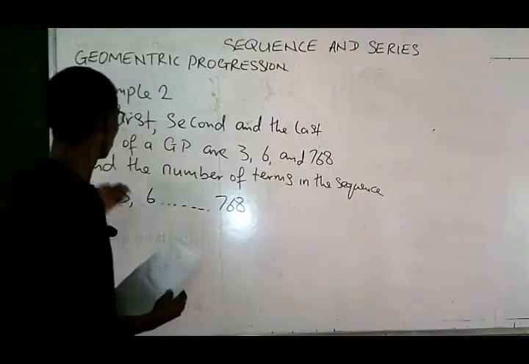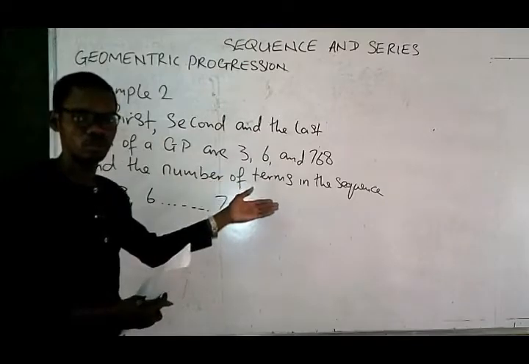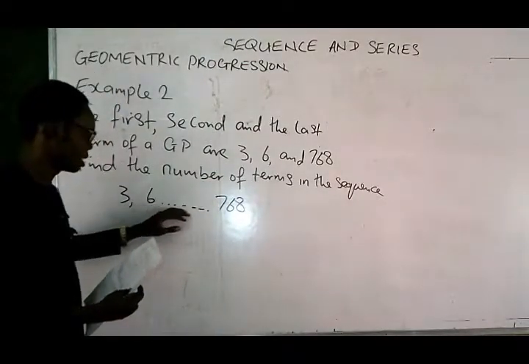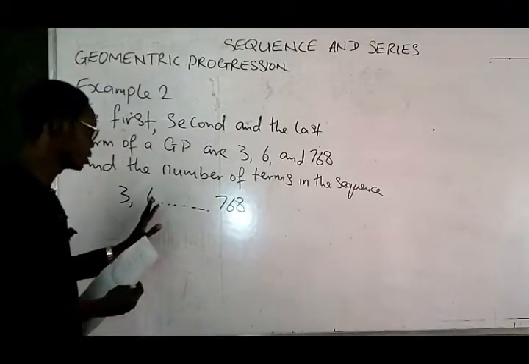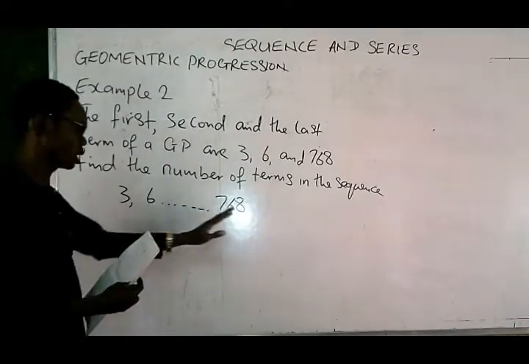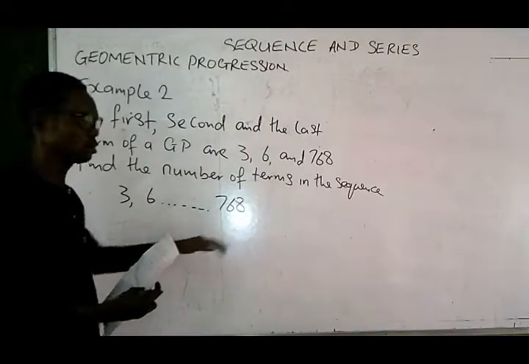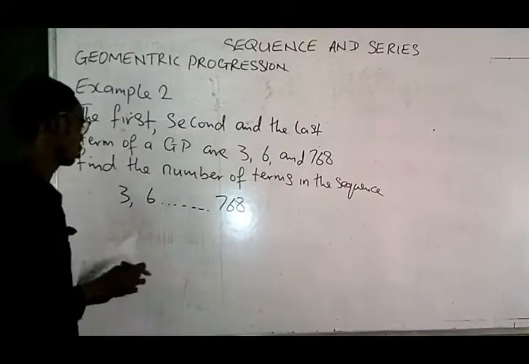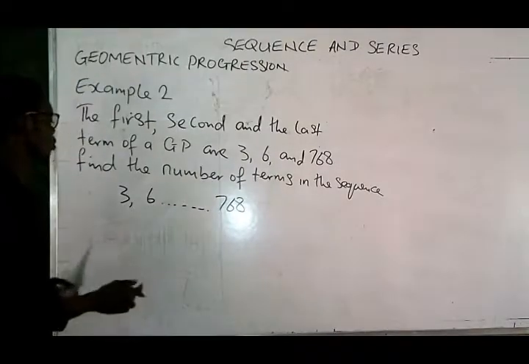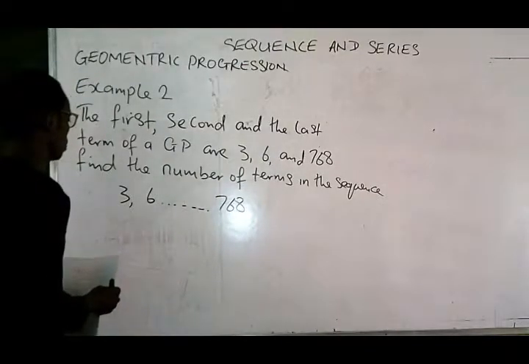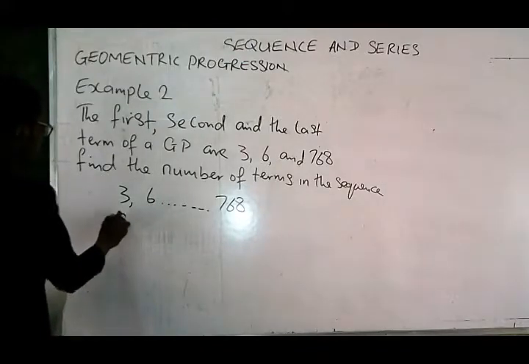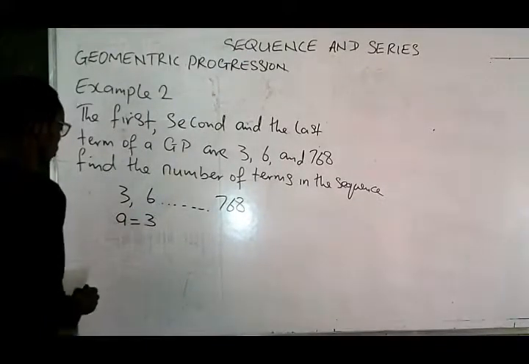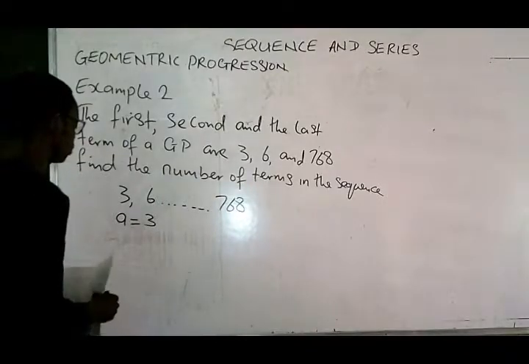Now we are going to find the number of terms, because from here you discover that this is the first term, second term, and there are numbers in between the 6 and the last term. So we don't know the number of terms. To look for the number of terms, the first term is a and it's 3. The second term is 6.